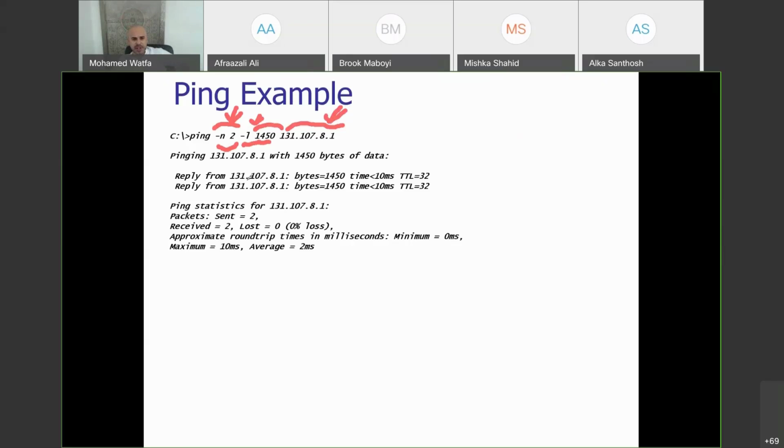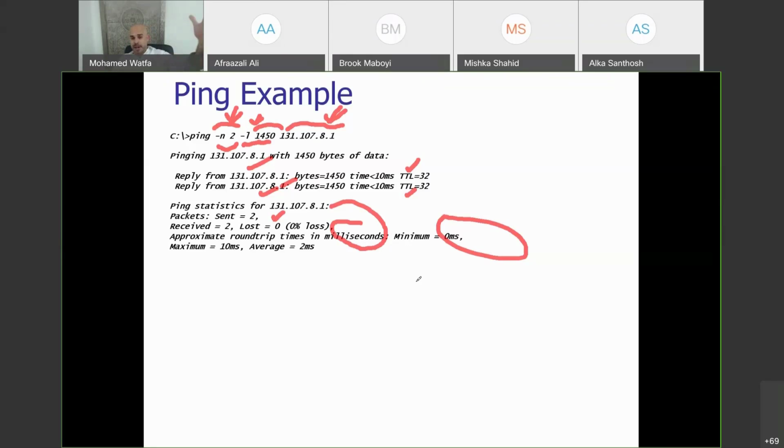And I get the details. You could see the details and the TTL. You could see basically it did not go through any gateways. So the first packet had a TTL of 32. The second packet has a TTL of 32. Again, what was received, what was lost, and it gave me the delay, which is around 0 milliseconds. Very nice, very simple.